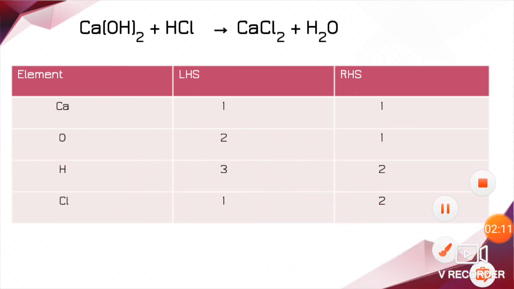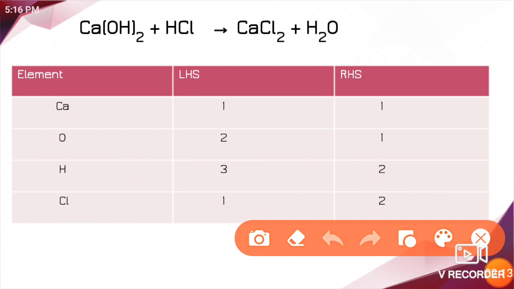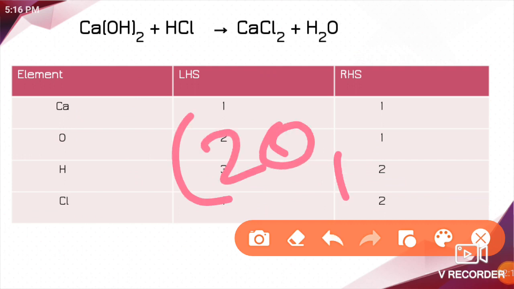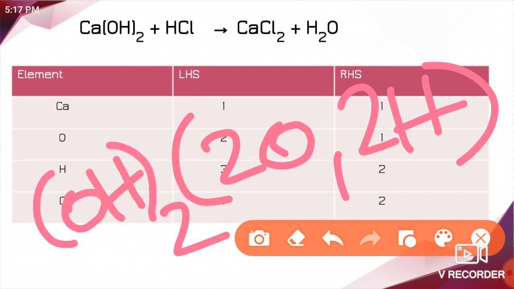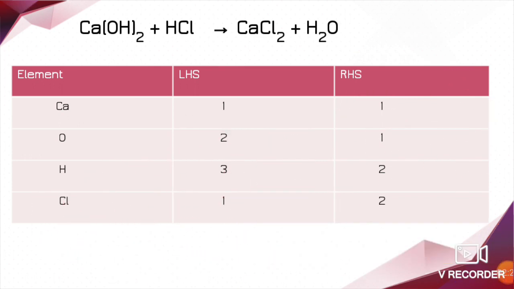Means what you understood here? Exactly. 2 oxygen and 2 hydrogen atoms are present. Got it? So we can represent it like this. So it means 2 oxygen and 2 hydrogen atoms are present. Now you understood? Now you count the number of oxygen atoms in the reactant side.